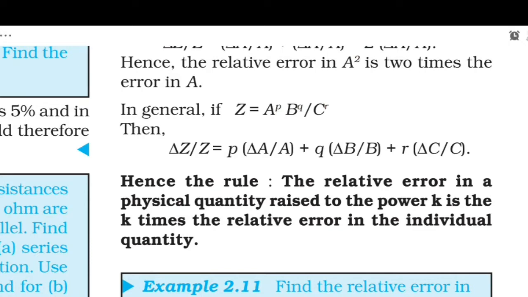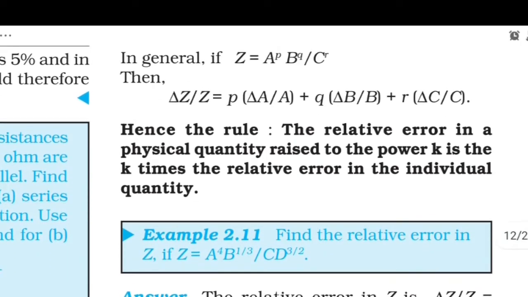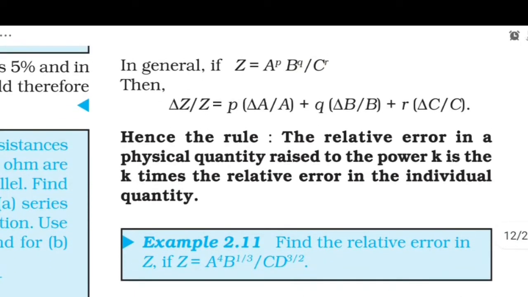Now we will discuss one or two simple questions. First we will discuss this 211 itself. Find the relative error in Z if Z is equal to A raised to 4, B raised to 1 by 3, C, D raised to 3 by 2. Okay. So what will be the relative error in Z?